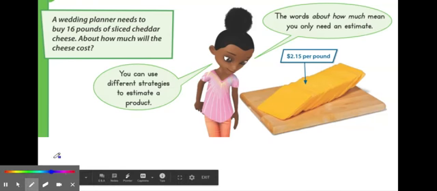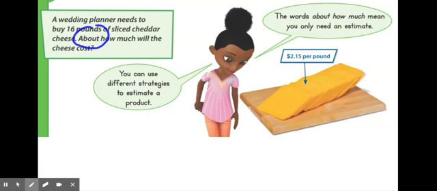If you picked out this word here, well done. When you see about, remember that that's a sign that you need to estimate. So we know we're estimating this problem. We know that this wedding planner is buying 16 pounds of cheese. And how much does each pound of cheese cost? Do you see that here on the problem?